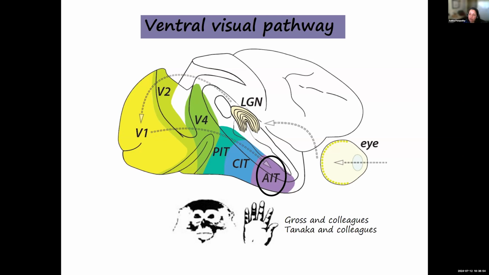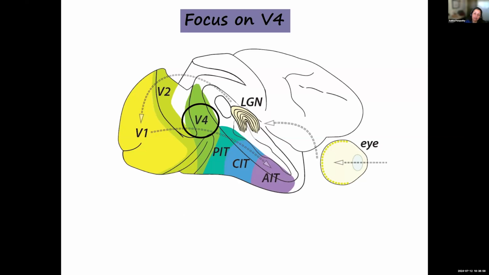So, the major focus of the research in my lab is area V4, which is an intermediate stage along this pathway. We're interested in trying to understand the basis of representation in area V4, what the underlying computations are that give rise to these representations, and what the functional organization is. So, how are the different response properties arranged across the sheet of cortex?